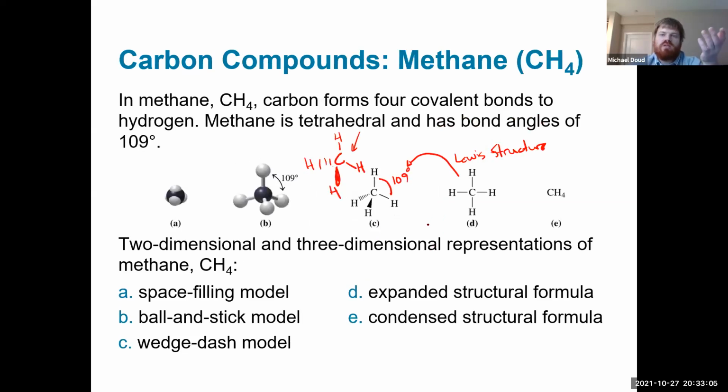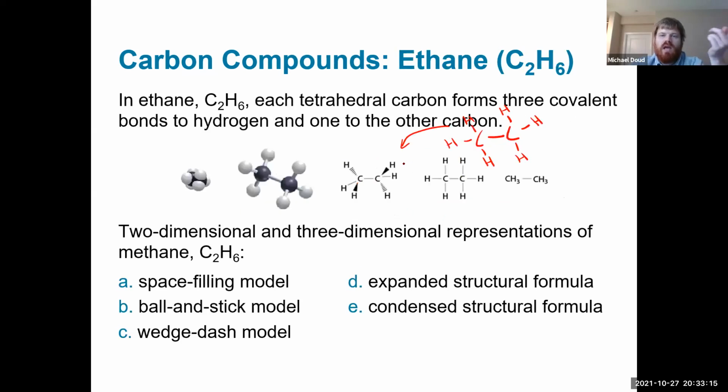Remember methane: the carbon in the center is bonded to 1, 2, 3, 4 hydrogen atoms, so 4 bonded atoms. That's a tetrahedral geometry. Ethane, we have 2 carbons, right? So let's look at the first one first. This carbon is bonded to 1, 2, 3, 4 other atoms. So carbon 1 then is tetrahedral as well.